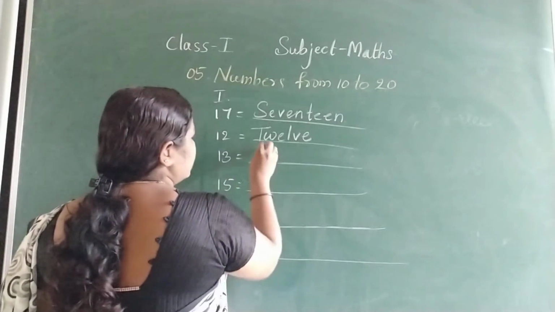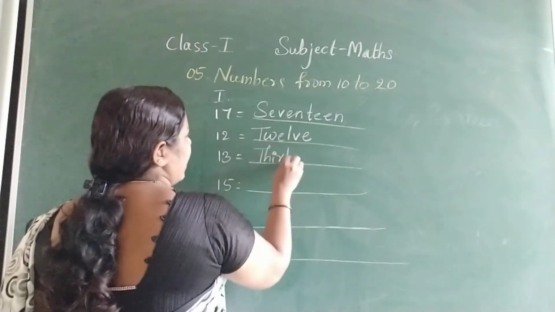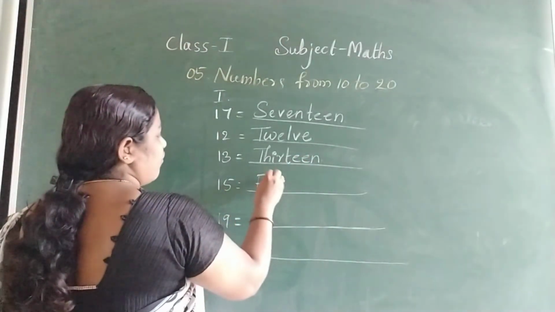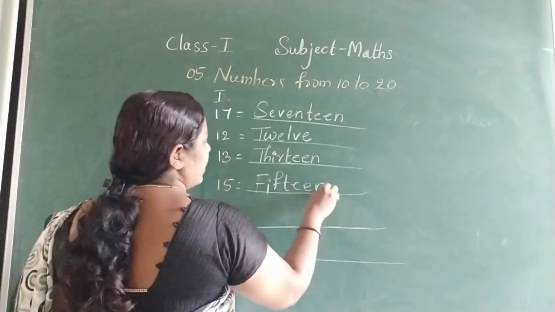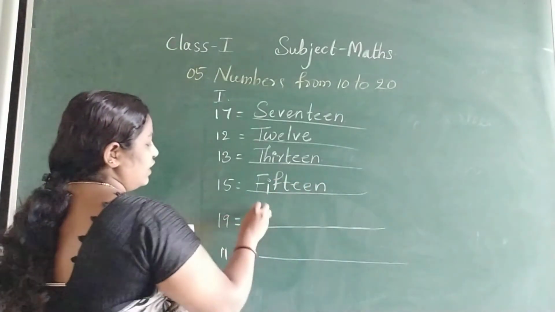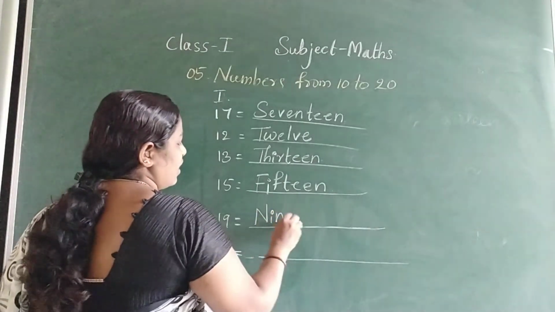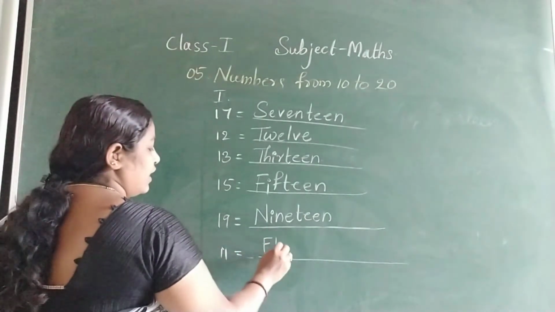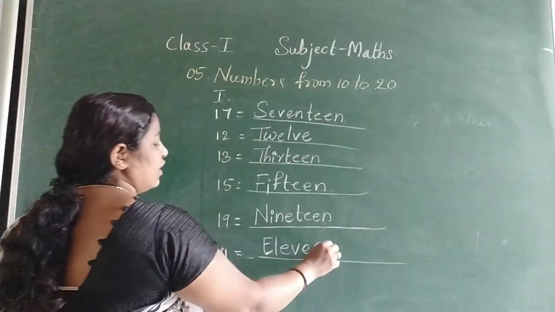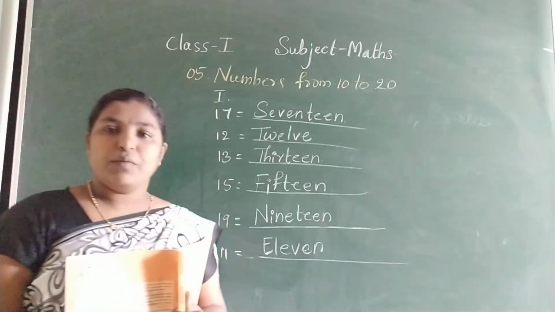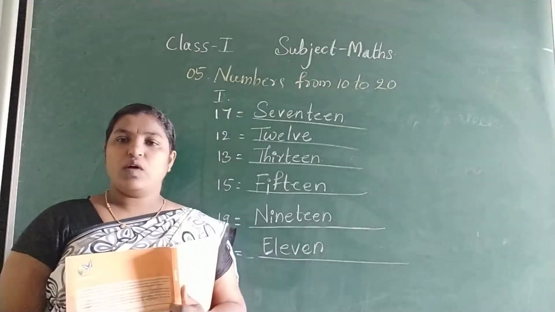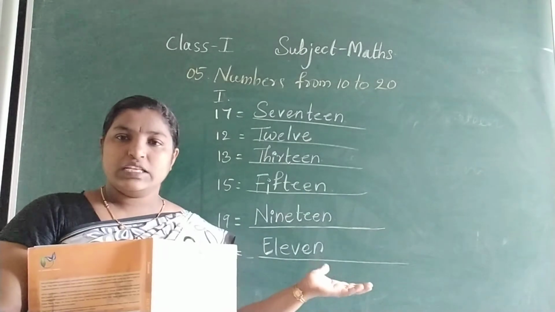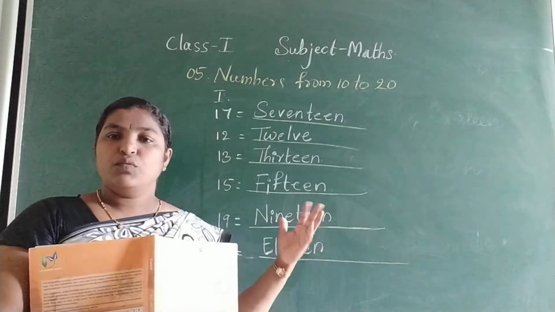13: T-H-I-R-T-E-E-N, 13. 15: F-I-F-T-E-E-N, 15. This is 19: N-I-N-E-T-E-E-N, 19. 11: E-L-E-V-E-N, 11. So I hope you are perfect to write number names from 1 to 50. So these are also number names, quite easy for you because you are perfect more than this.